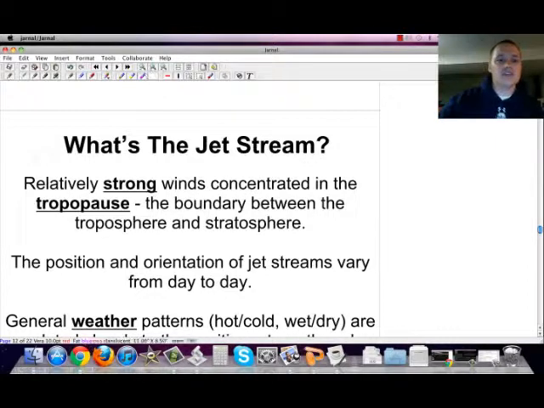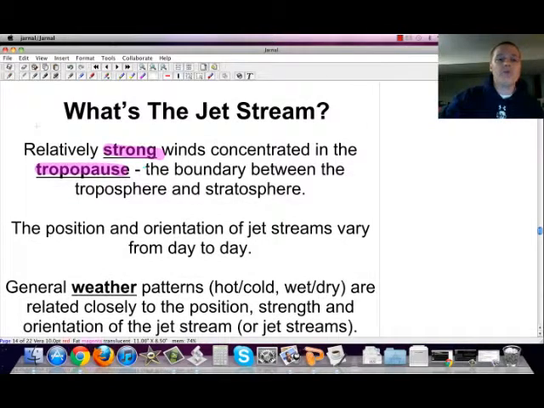The first thing is it's a very strong wind, which is concentrated in our tropopause. So just a few miles above us, above the Earth's surface. And what happens is that the jet stream is going to be basically a force that is going to continue to push different types of weather fronts as well as air masses throughout and spread them across the world.